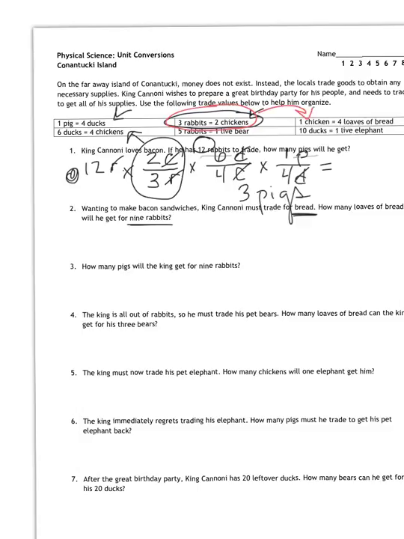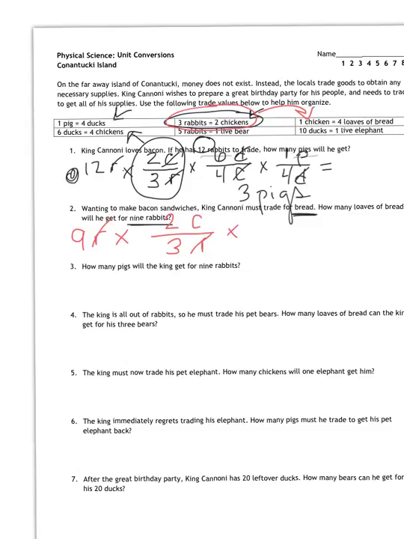Right? So, 9 rabbits times, and a line. What goes on the bottom? What you're getting rid of, so rabbits. The first thing we're going to do is trade those rabbits for chicken. So chicken on the top. There's 3 rabbits can be traded for 2 chickens. Okay, so rabbits cancel. Now we have chickens.